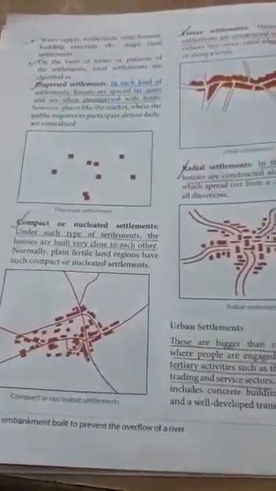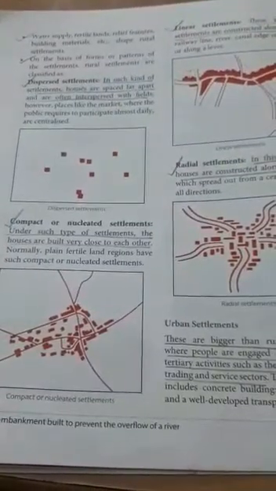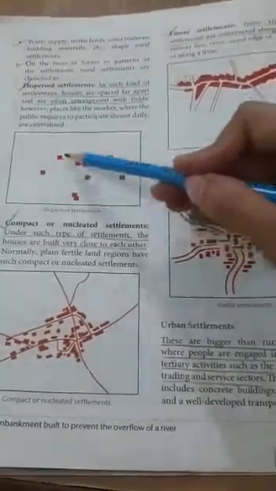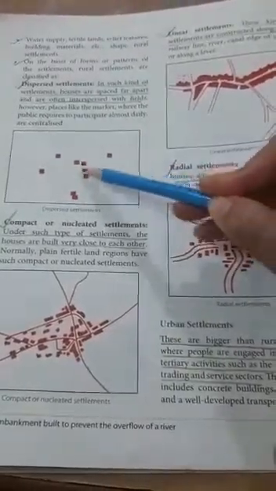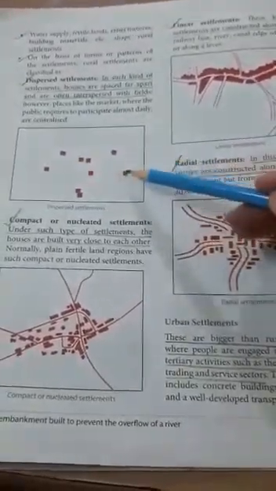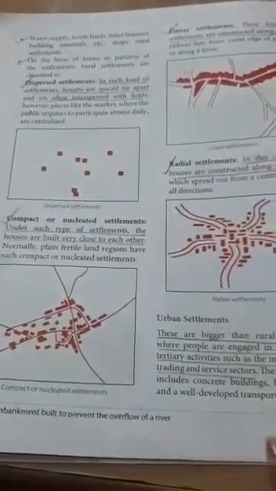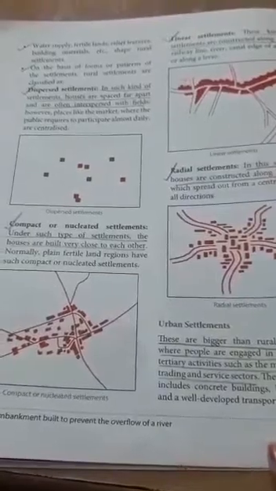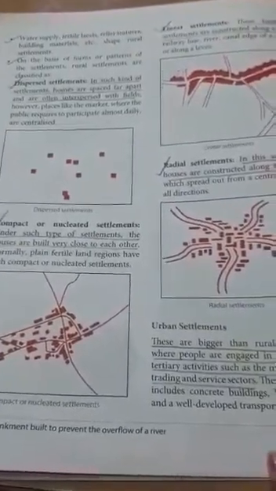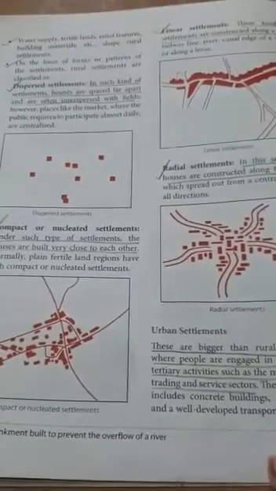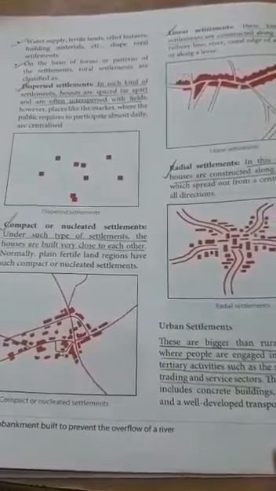Now, in this kind of settlement, houses are spaced far apart. You can see from this figure, it's quite clear that the houses are spread far apart, means they are at a distance, and they are often interspersed with fields. However, places like the market, where the public requires to participate almost daily, are centralized.